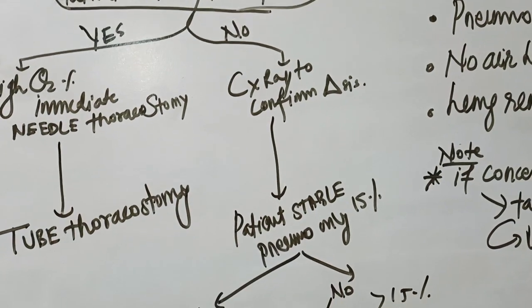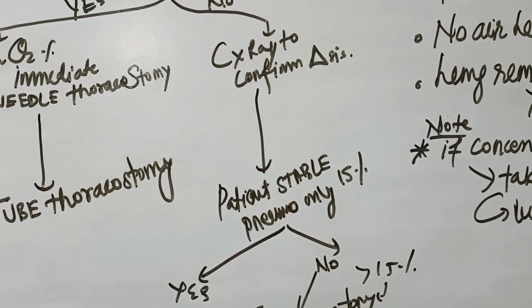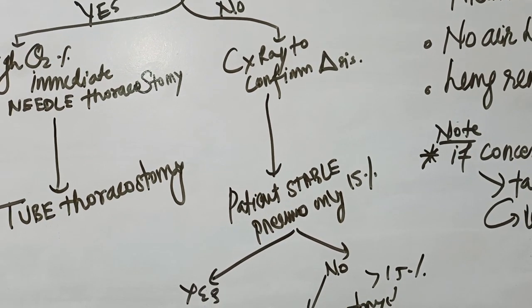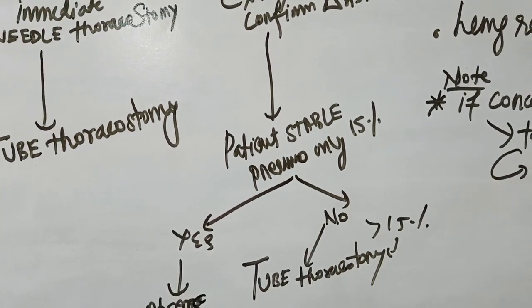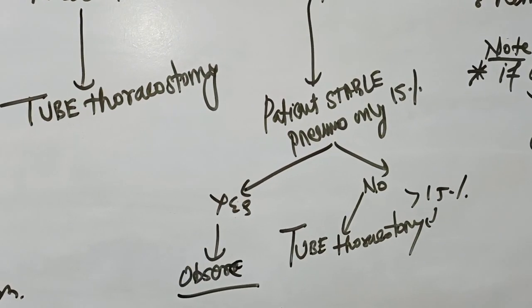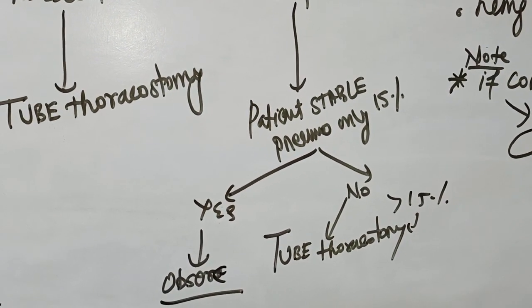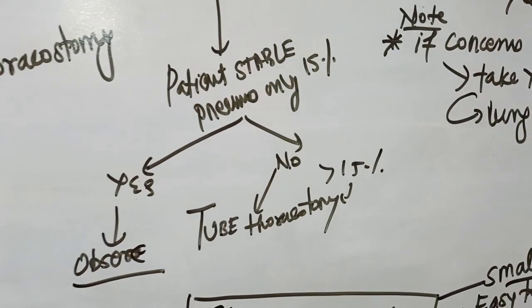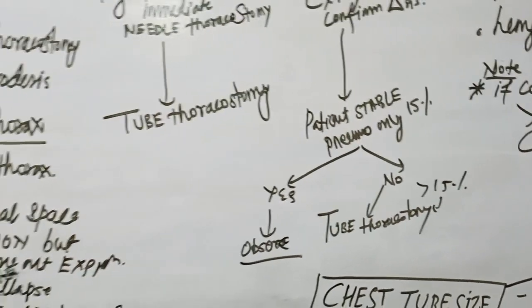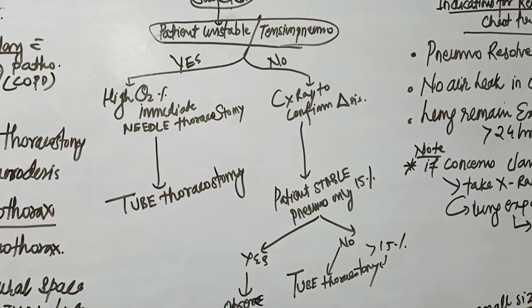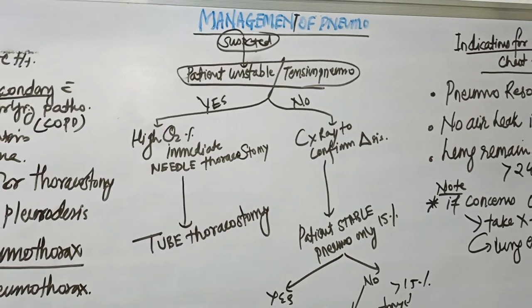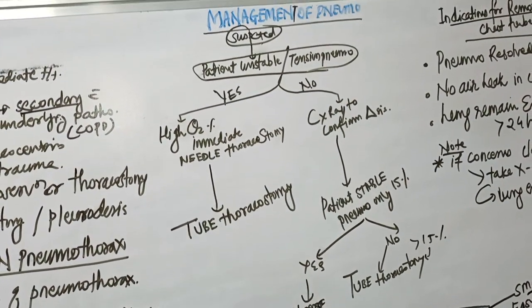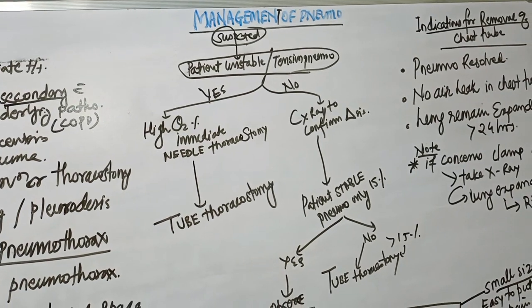If the X-ray shows the patient is stable and pneumothorax is only 15% of the hemithorax, then we will observe the patient. If not, or the patient is unstable, we will do tube thoracostomy. So this is the flow chart of management of pneumothorax. Okay, so you can read.